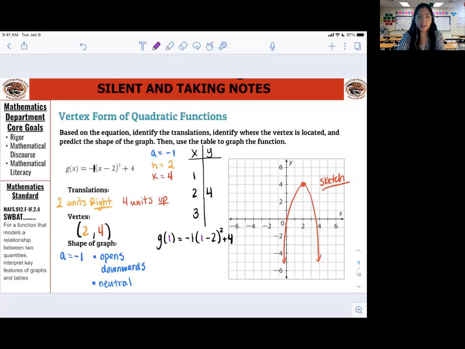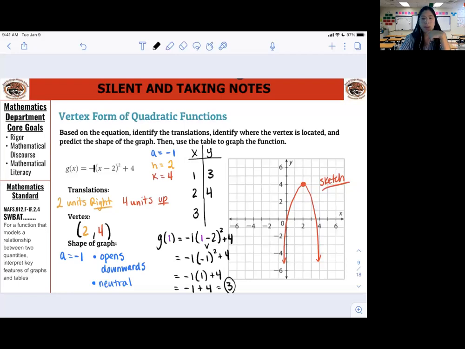Okay, let's take a look. Starting with my parentheses first. What's 1 minus 2? 1 minus 2 is -2. Negative, careful, negative what? -1, I'm sorry. -1, good. -1 squared is? +1. -1 times +1 is -1, and -1 plus 4 is 3.